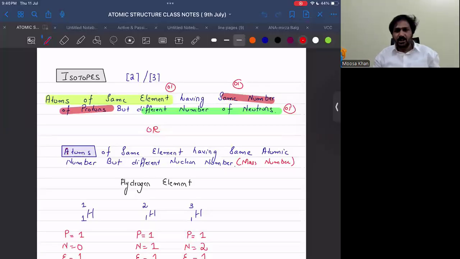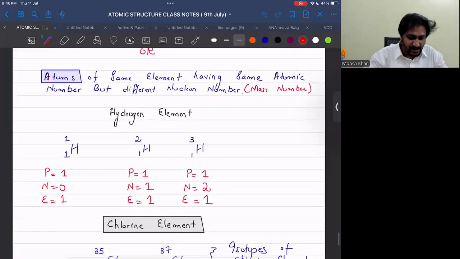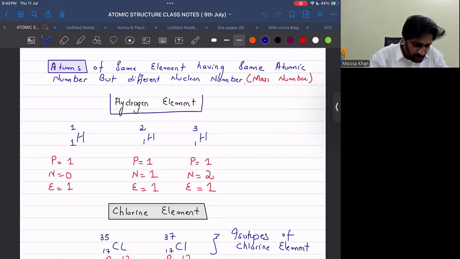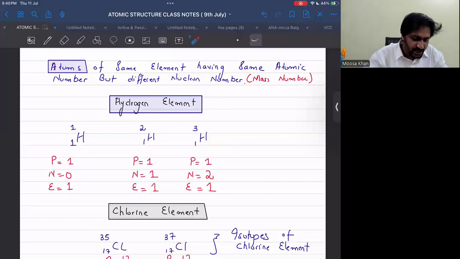Okay. Definition of an isotope: atoms of the same element having the same number of protons but a different number of neutrons. We saw some examples of isotopes of different elements. For example, hydrogen has 3 isotopes because atomic number is the identification of an element. If an atom of any element has an atomic number of 1, it has to be an atom of hydrogen element. So in nature, we actually find 3 hydrogen atoms.